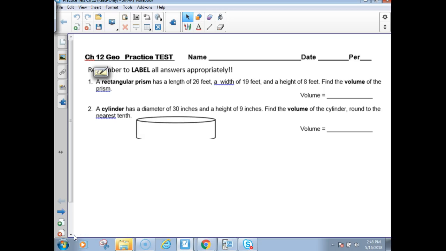Hi. This is the Chapter 12 practice test we're going to go over. Your test, there are a couple questions on here I will mark off that will not be on the test that we removed from our ISN as well.